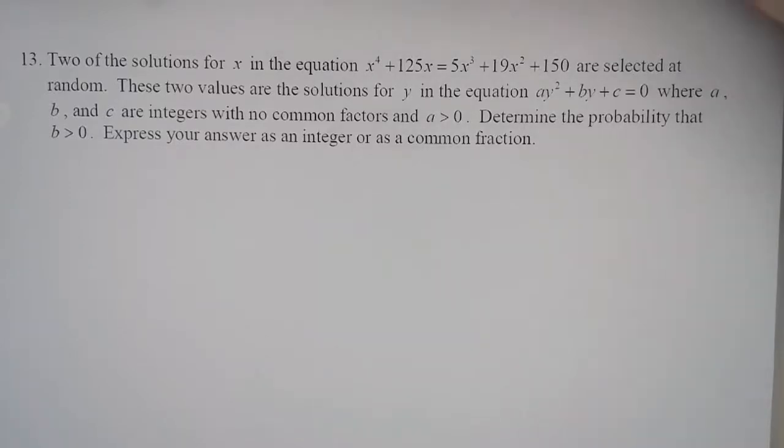In this problem, it says that two of the solutions for x in this equation, x to the fourth plus 125x equals 5x cubed plus 19x squared plus 150, are selected at random. The two values in the solution are the solutions for y in the equation ax squared plus by plus c equals 0, where a, b, and c are integers with no common factors, and a is greater than 0. Determine the probability that b is greater than 0.